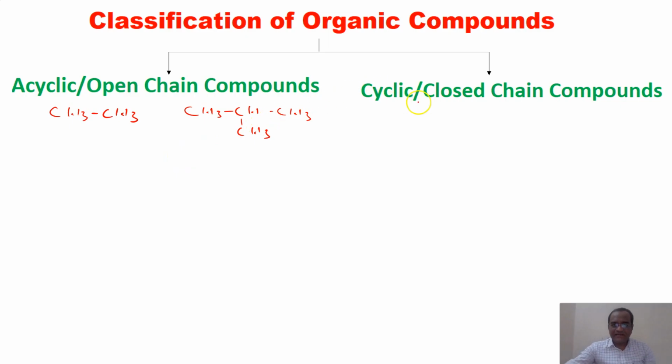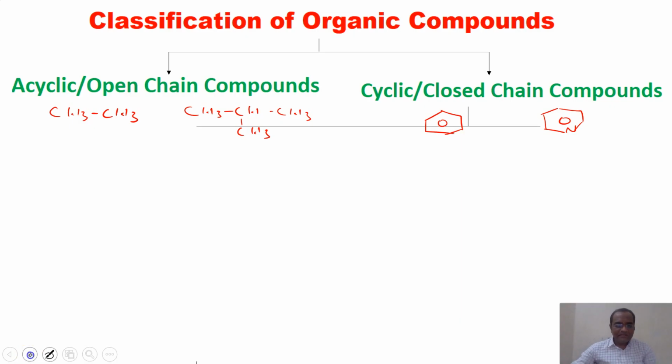Next class, that is cyclic. So cyclic compounds or closed chain compounds, like a very famous example, benzene ring. So the benzene ring comes under a class that is cyclic or closed chain compounds. One more example I will take over here, like see this, it is pyridine. So there are further classifications of these classes, how they have been classified, so that I will write further also.